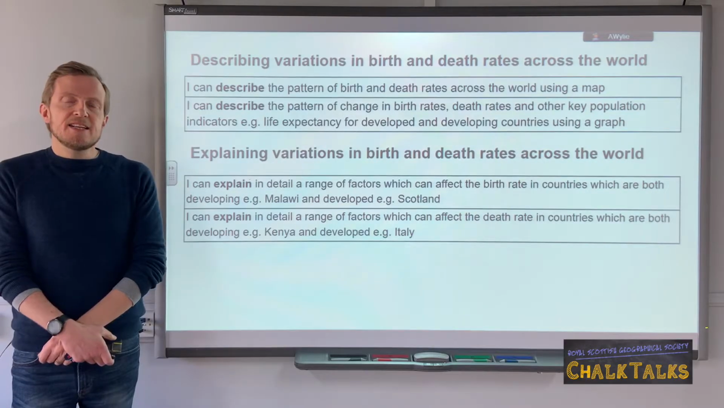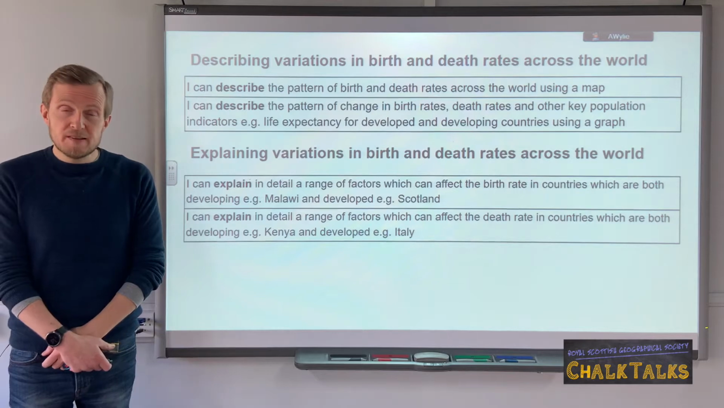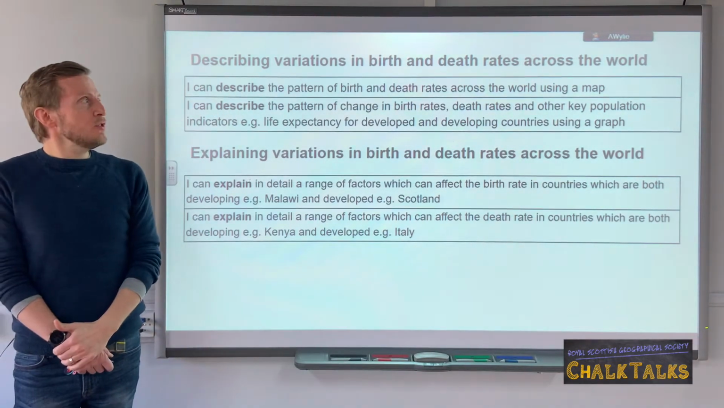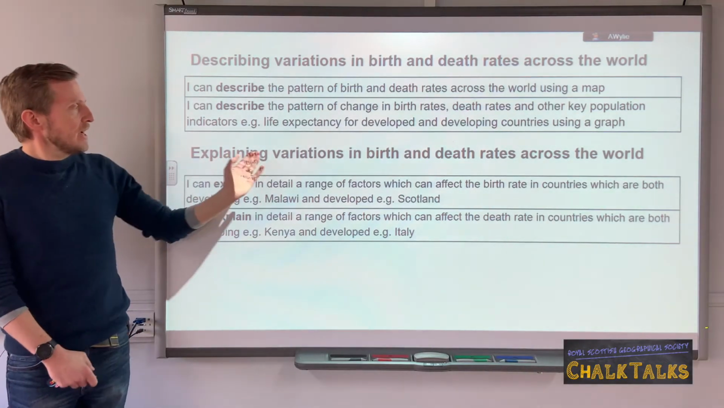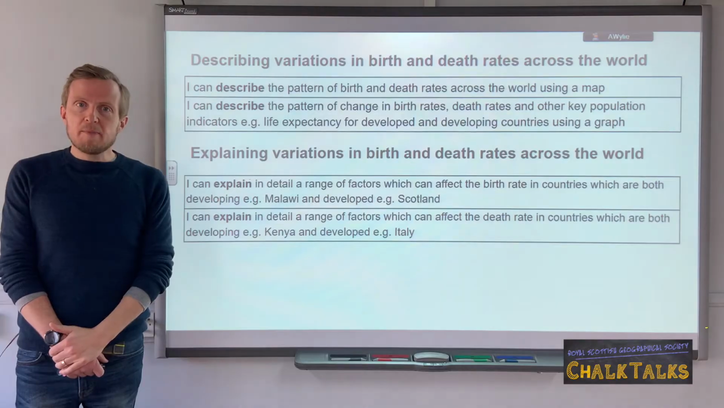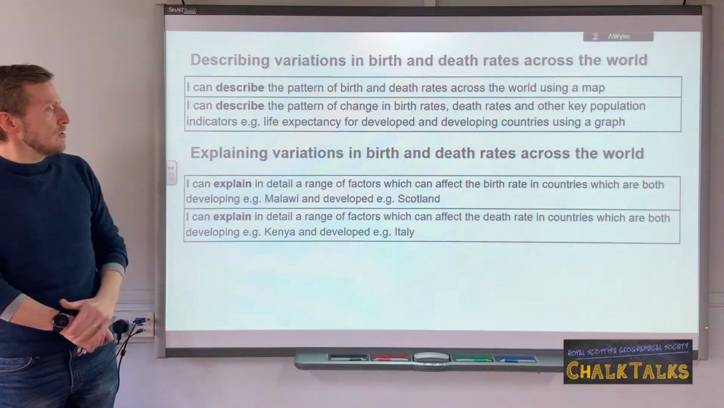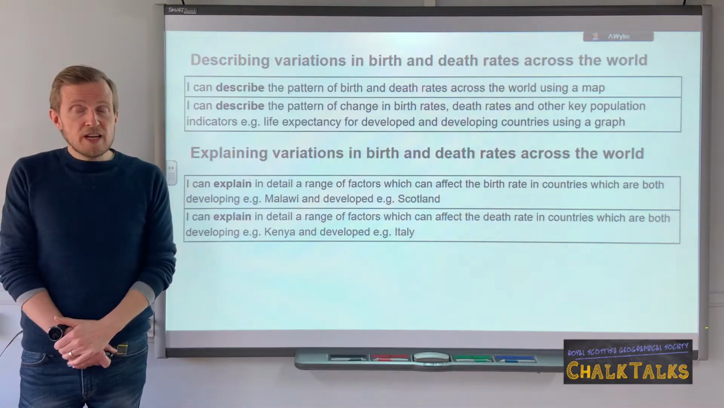In this next grouping of learning outcomes, we are looking at factors that influence birth and death rates. In the first 2, it's your ability to describe birth and death rates across the world. And in the next 2, it is being able to explain why birth rates and death rates vary. In the second 2 learning outcomes, we're being asked to explain why birth and death rates vary. Now, your knowledge here is really important.